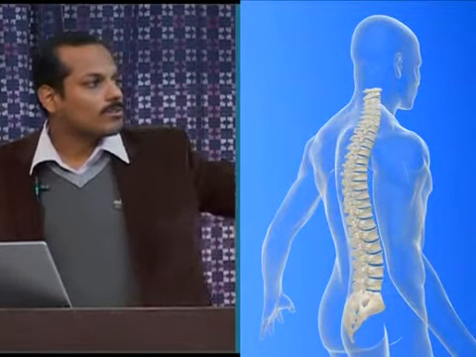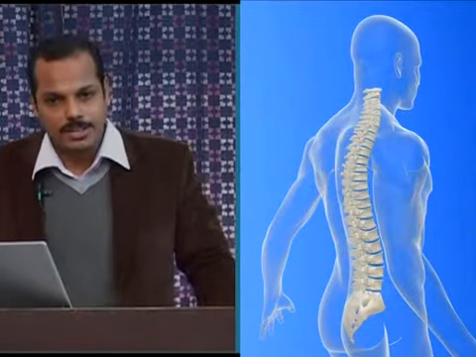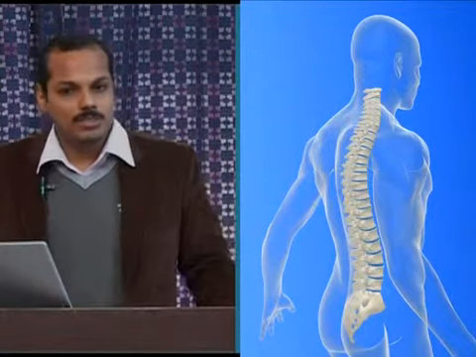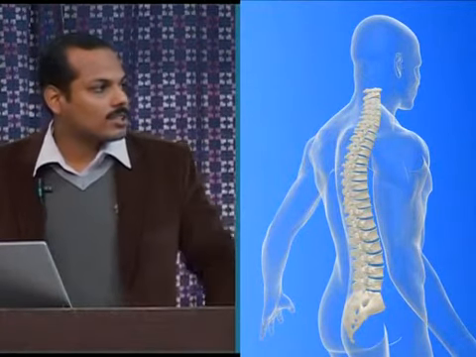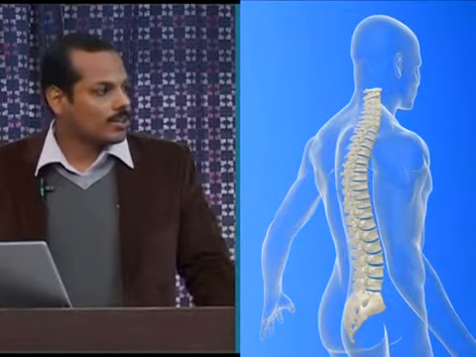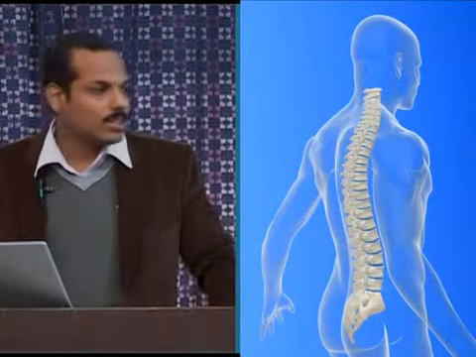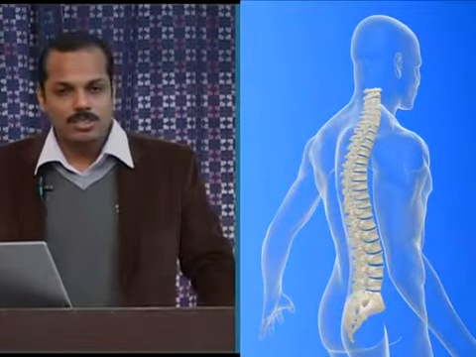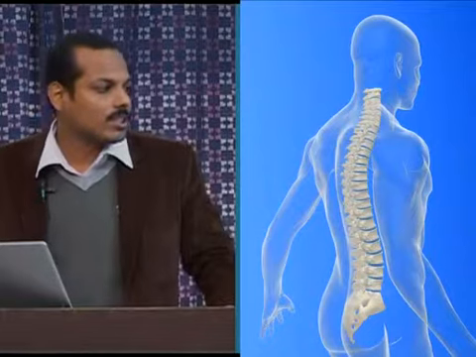So there are lots of curvatures once you see from the sagittal side. In the cervical region there is a concave curvature posteriorly. In the thoracic region there is a convex posterior curvature. In the lumbar region there is a concave curvature again. In the sacral region there is a convex curvature again.